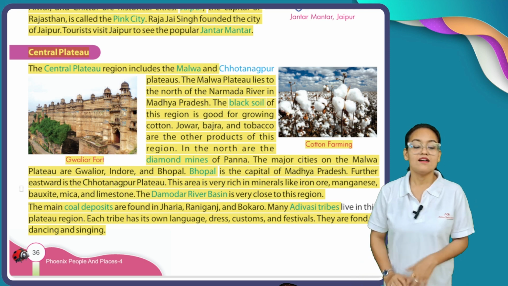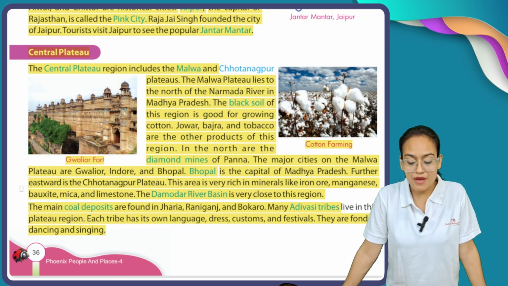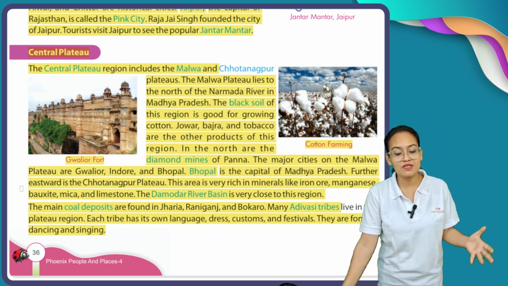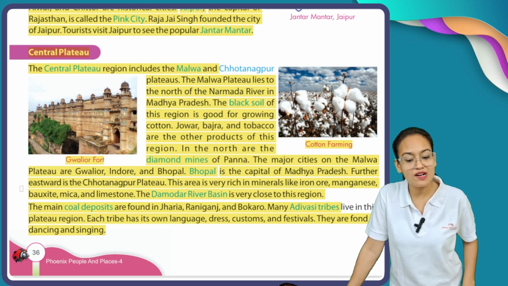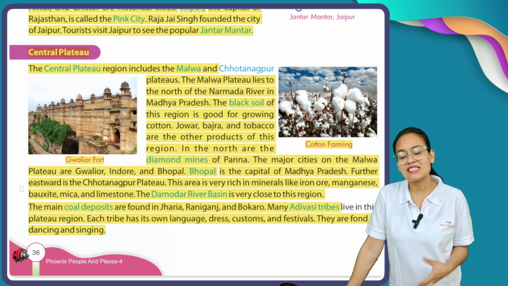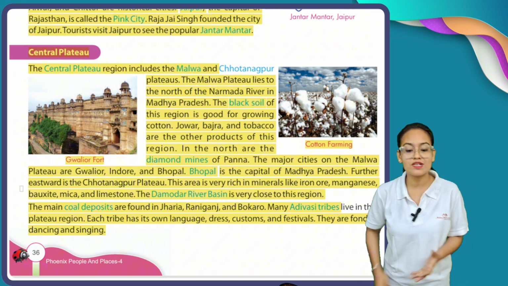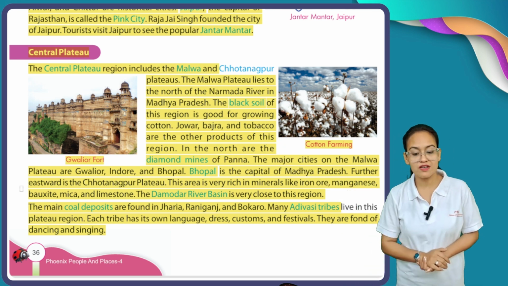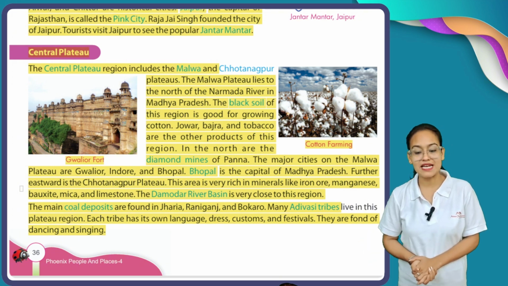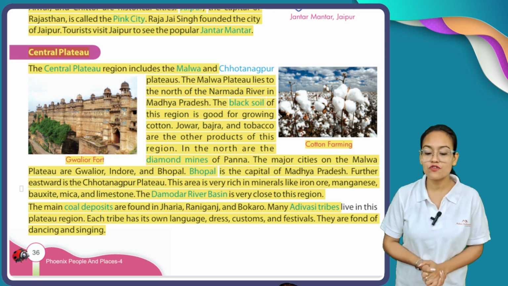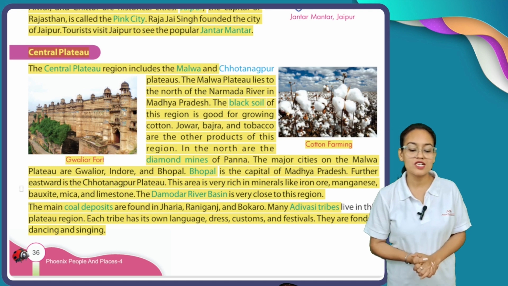See, the Central Plateau region includes the Malwa and Chota Nagpur Plateau. The Malwa Plateau lies to the north of the Narmada River in Madhya Pradesh. The Malwa Plateau is located on the north of the river Narmada, and the river Narmada is present in the state of Madhya Pradesh. The black soil of this region is good for growing cotton.